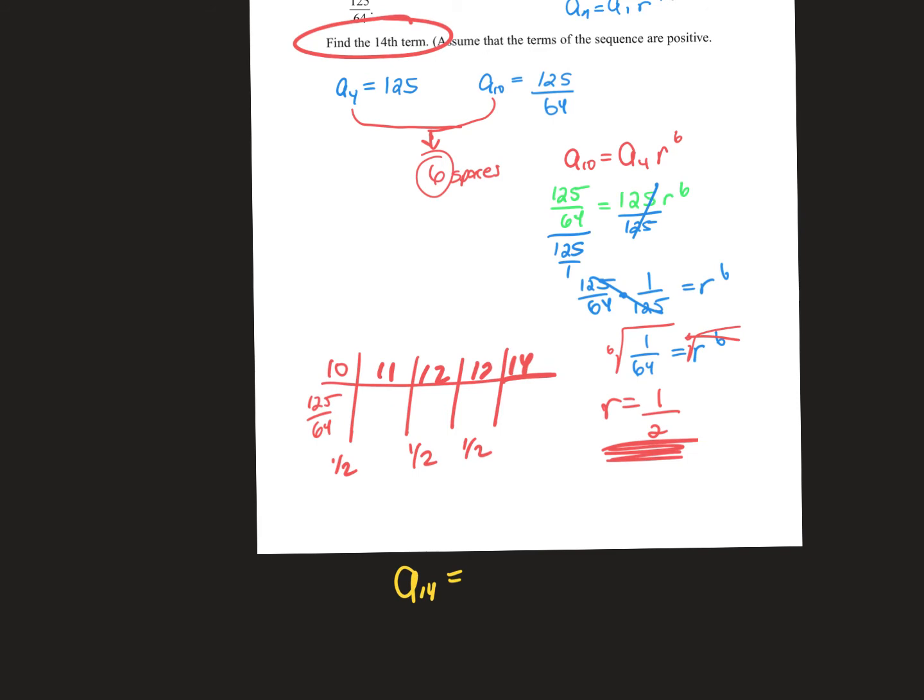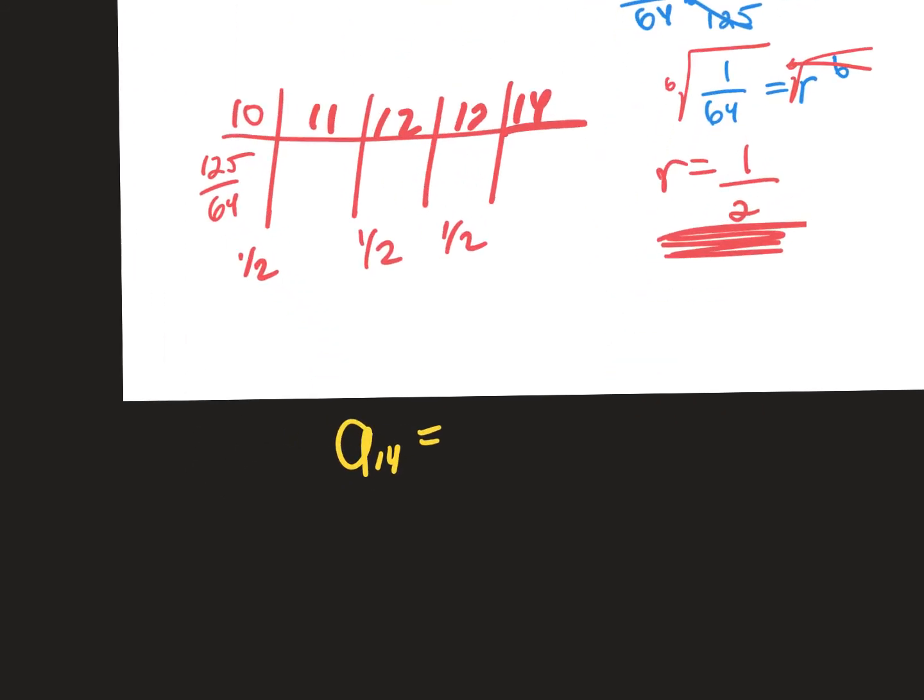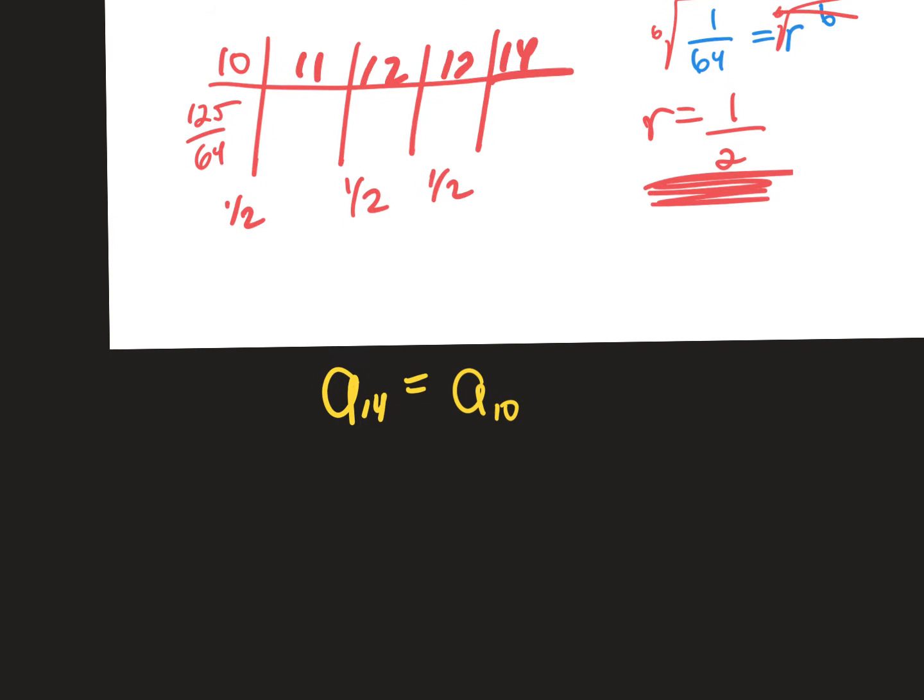We can use the 4th term, because we know that, or we can use the 10th term. I'm just going to use the 10th one, because it's closer. And we're going to do the same kind of process that we just did up here to find r, but we already know r. What is our r? 1 over 2. So what's going to become my exponent? How many spaces are between 14 and 10? 4, right? 14 minus 10 is 4, so that's going to become my exponent.